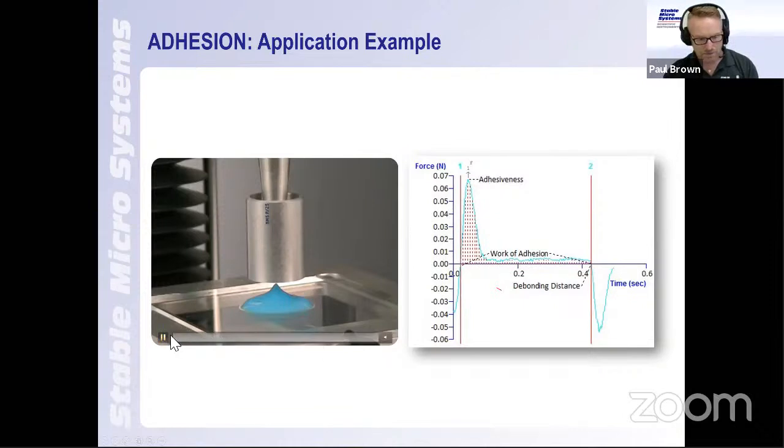Why isn't it playing? Oh, it stopped playing. But when it's removing and you've got what we call the legs, that would be the work of adhesion. And then the complete zero point would be the debond point. So again, you can see in one graph we're actually looking at three different points of interest and numerical data that we can remove from there.